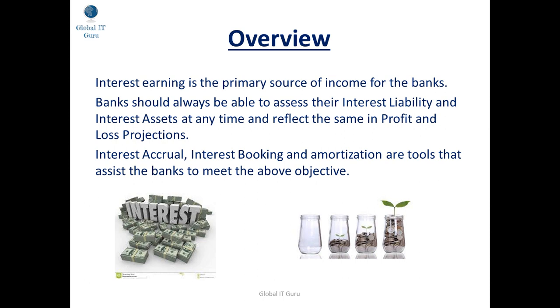We'll see first of all what is interest. As you see on the slide, interest earning is the primary source of income for the bank. Banks should always be able to assess their interest liability and interest asset at any time and reflect the same in profit and loss projections. Interest accrual, interest booking, and amortization are tools that assist the bank to meet the above objectives. So this is the overview of interest, how the interest earning will happen.